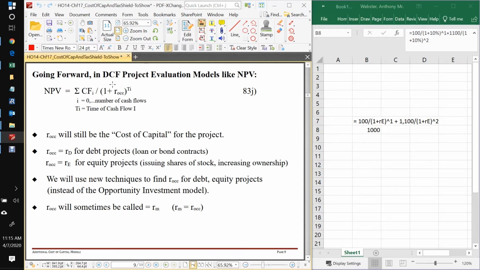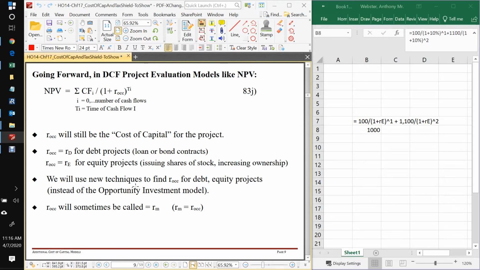Now going forward, with our DCF valuation models, and again, NPV is going to be our main one, we're going to adjust things a little bit. Our ROCC will still be the cost of capital for the project, and depending on whether it's a debt project or an equity project, our cost of capital will be RD for debt projects, and RE for equity projects.